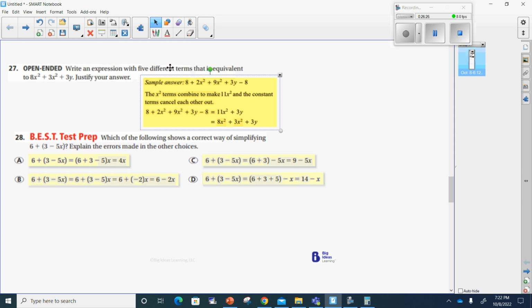Let's see, an expression with 5 different terms that is equivalent to this. Does this really work here? I'm going to have to check and see here. They're saying because this is going to equal 11x squared, and that's what I got when I added these, plus 3y, and that makes sense because 8 minus 8 will be 0.